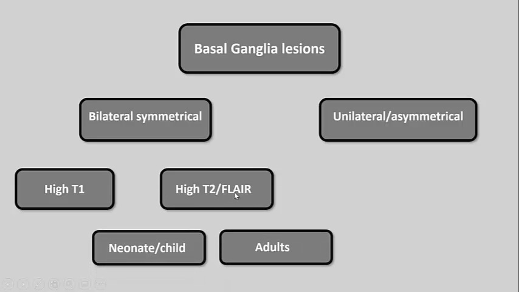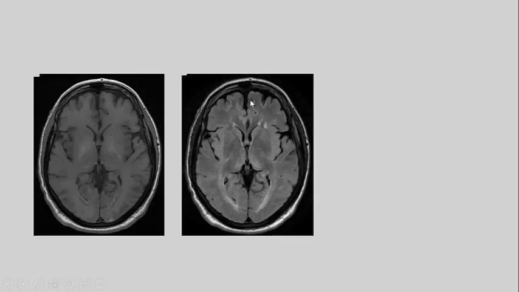Also, high T2 FLAIR disease will be further classified into child and neonate, and these which affect the adults. So let's start by high T1 signal intensity lesions. Here is a T1 weighted image of a patient who had this hyperintense signal within the globus pallidus bilaterally and symmetrically. There is no corresponding lesion in the FLAIR images.